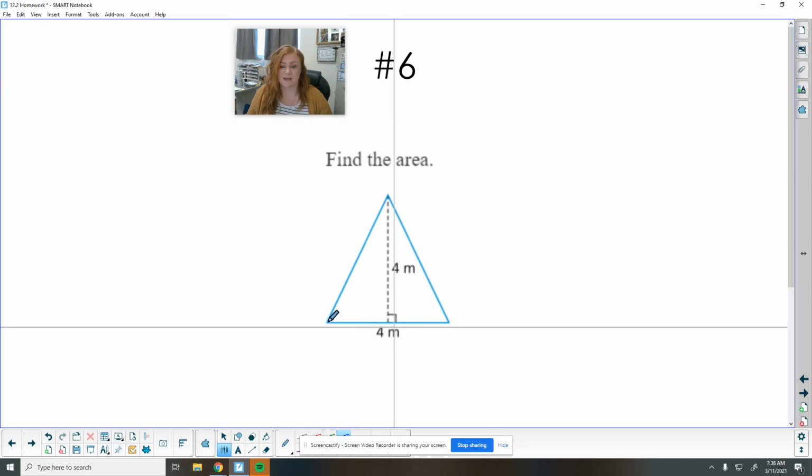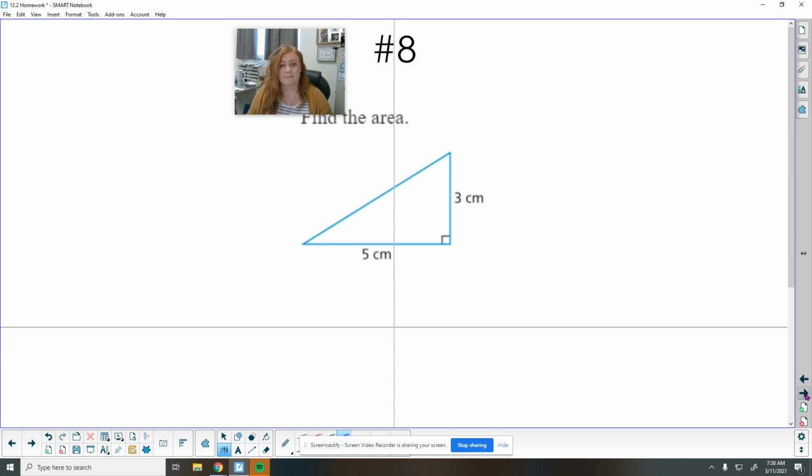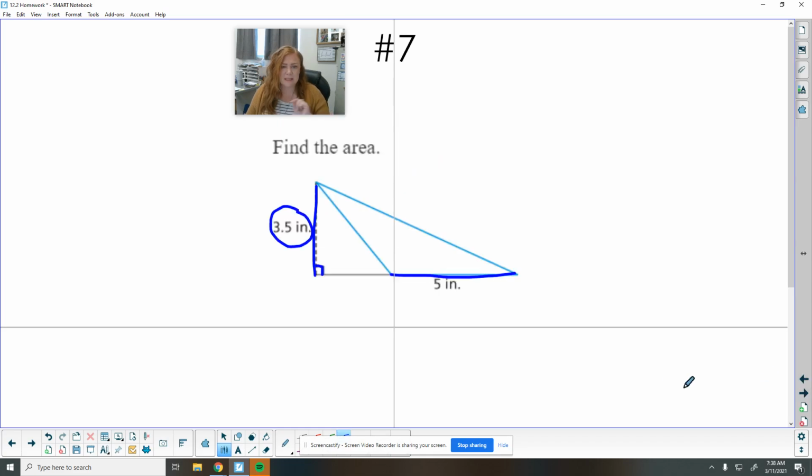So same thing here. So base times height, then divide it by 2. Okay, here's our base, and our height is out here coming from this right angle right here. So base times height, and then we're going to divide it by 2. Actually, let's come back to this one. I'm going to help you with this one a little bit.